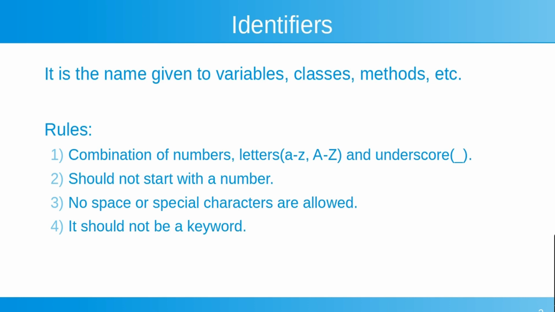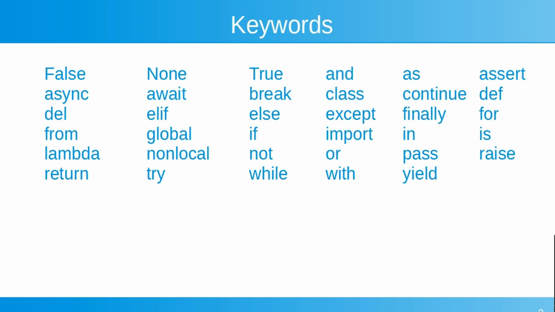Okay, and the third rule is it should not contain any white space, like it should not have any space or any other special character other than underscore. And finally, it should not be a keyword. In any programming language, there are some particular words which are reserved for some particular purpose, so they cannot be used as an identifier.